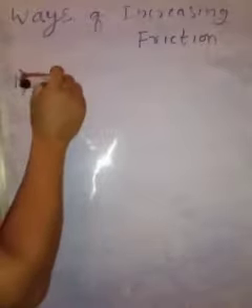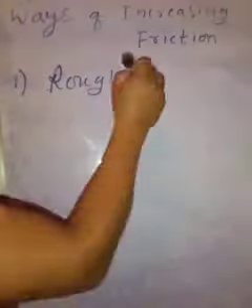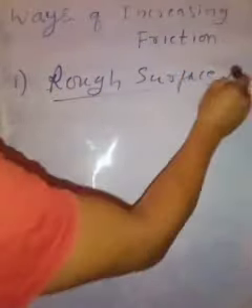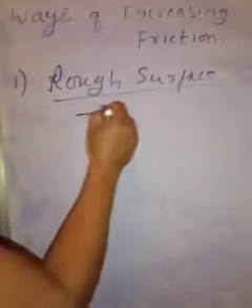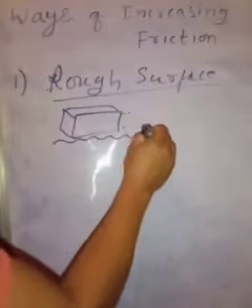Ways of increasing the friction, or how to increase the friction. Very simple way. Number one, if the surface is rough, that means on this rough surface there will be very large friction. You have seen the sliding box on a rough surface.